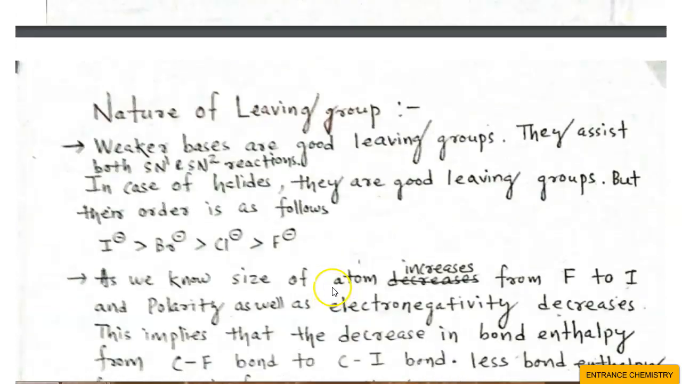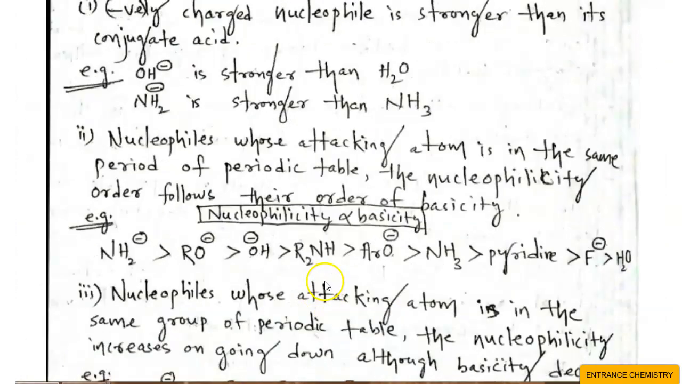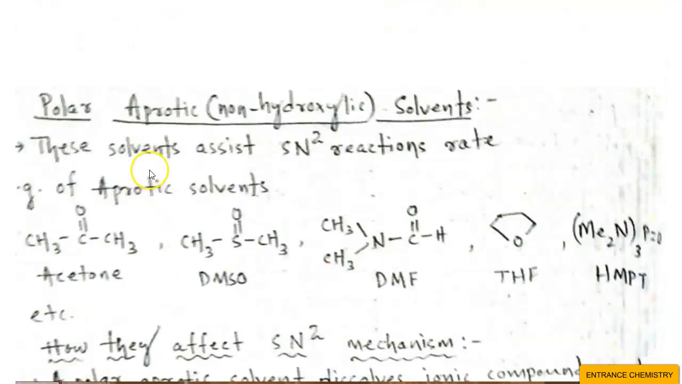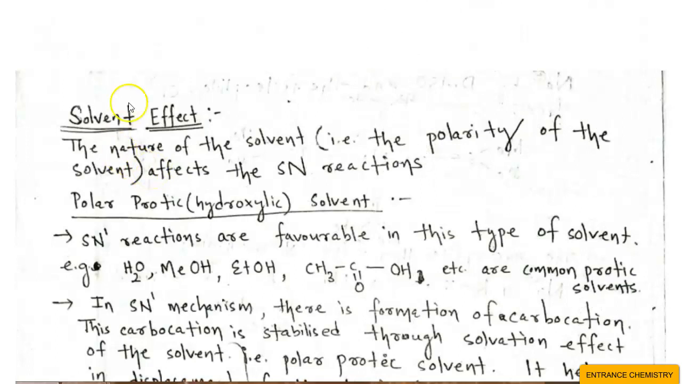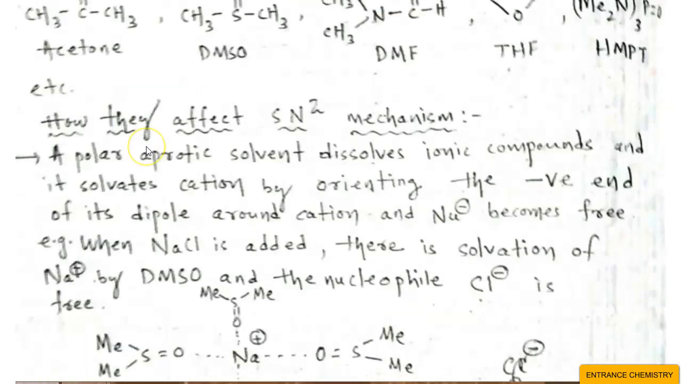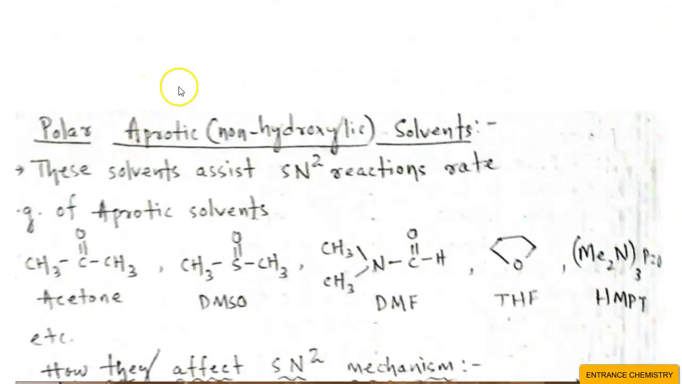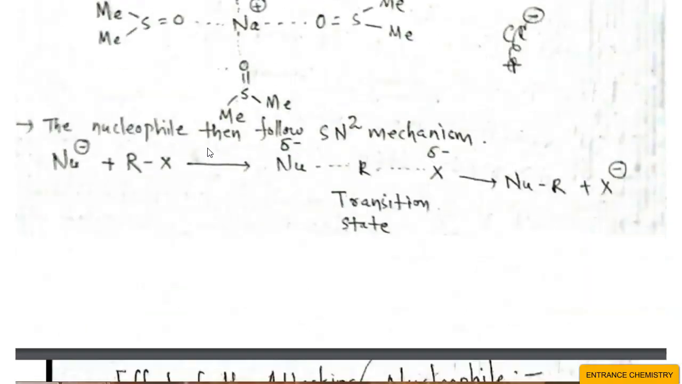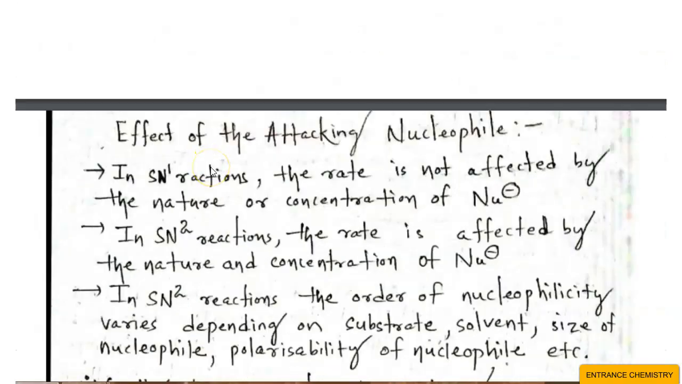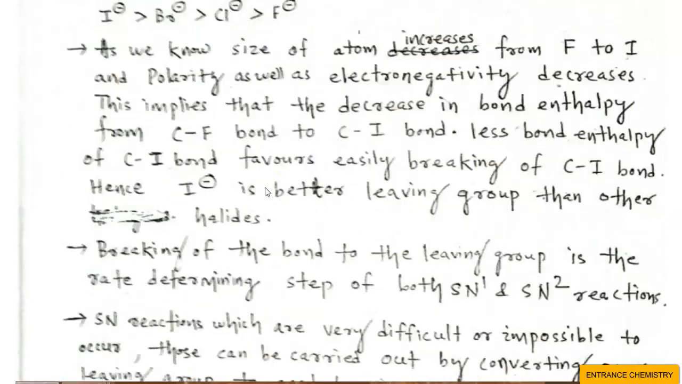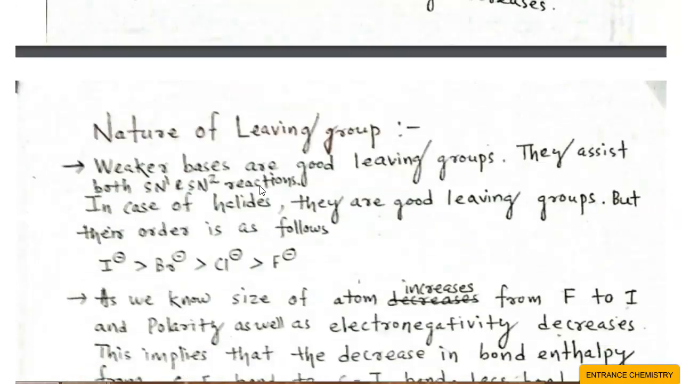These are the factors we discussed which affect the SN reactions. What are they? Substrate structure, solvent effect. Then in solvent effect we discussed polar protic solvent and polar aprotic solvent, and then we discussed how the nucleophile affects the SN reactions, and in the last we discussed the nature of the leaving group which affects the SN reactions.